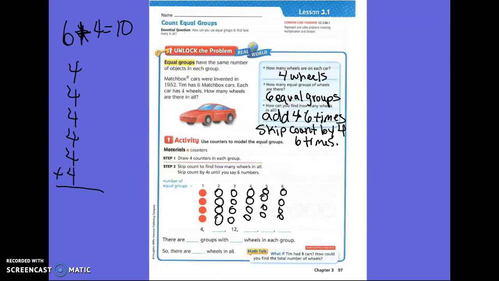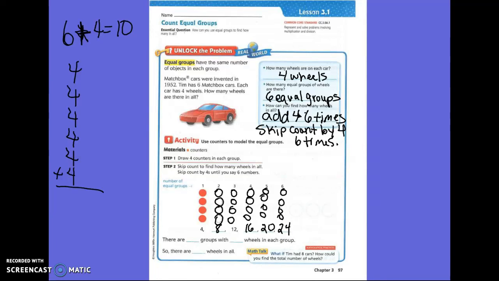So we can add 4 every time or skip count. They're doing the same thing. So the first car has 4 wheels. You have 2 cars, you're going to have how many wheels? 8. You have 3 cars, they wrote that down for you, it would be 12. You have 4 cars, that would be 16 wheels. You had 5 cars, that would be 20 wheels. And if you have 6 cars, that's going to be 24. 24. We added 4 every time.